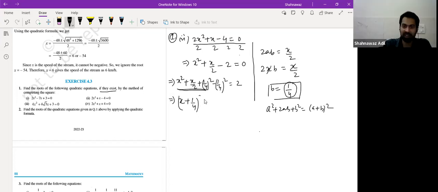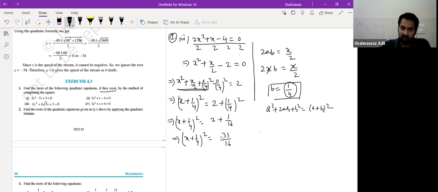So this goes to the right side. So this is 1 by 4 square, so x plus 1 by 4 square, and this is 2 plus 1 by 16, so 32 plus 1, that is 33 by 16. Right, so this again is a positive quantity. So this means that the solution exists.